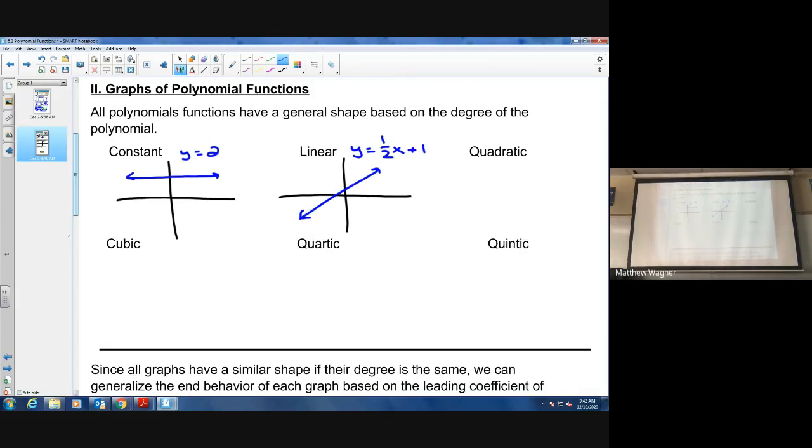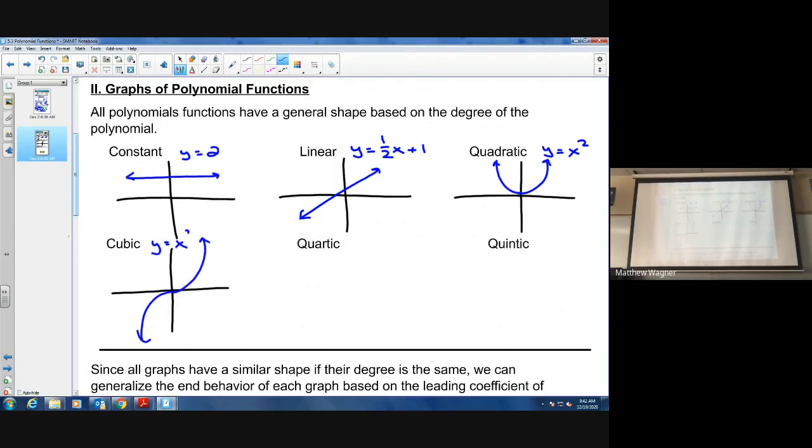Okay. Quadratic functions, we've also talked about. So they're parabolas. So we might have something like y equals x squared. These three graphs should be very familiar to you. Okay. The next three will not be as familiar. Okay. A cubic graph kind of looks something like this, right? And this would be x cubed, for example.